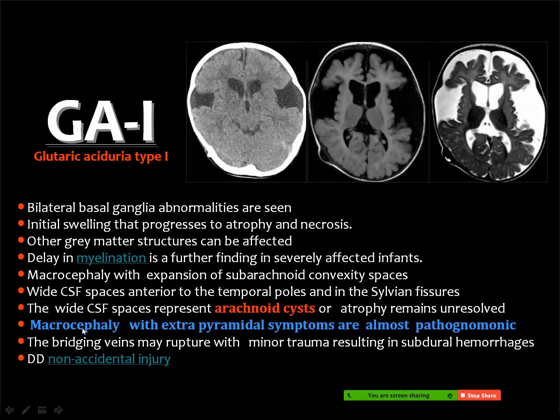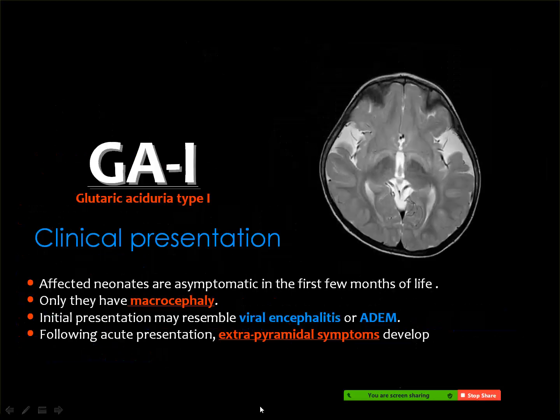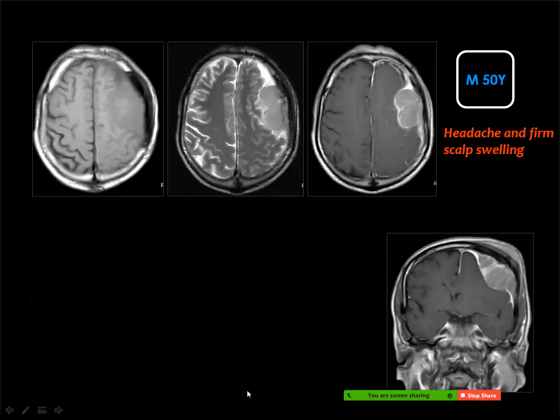This is an important statement. Macrocephaly with extrapyramidal symptoms are almost pathognomonic of glutaric aciduria type 1. And this is the clinical presentation: macrocephaly, extrapyramidal symptoms, and the initial presentation may simulate viral encephalitis.